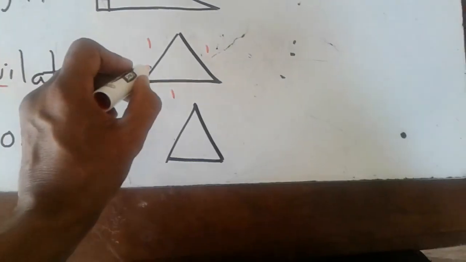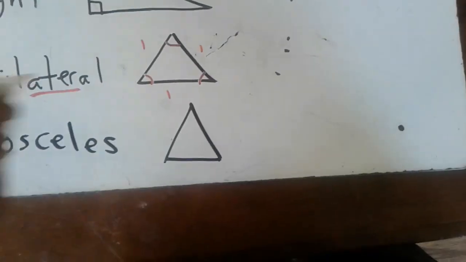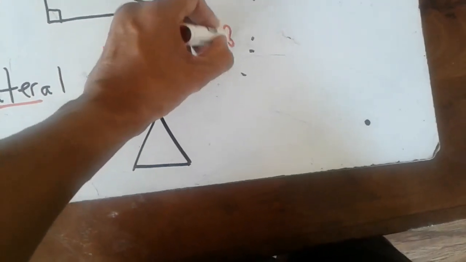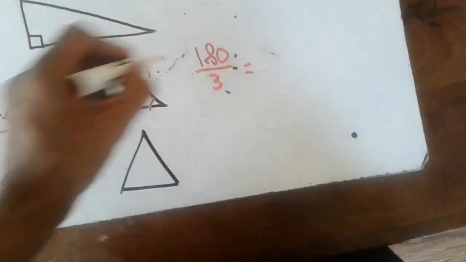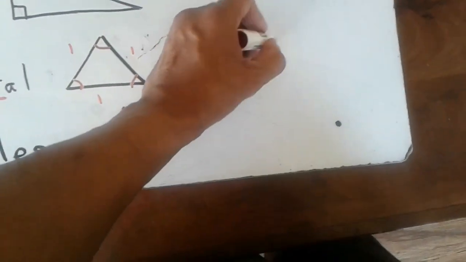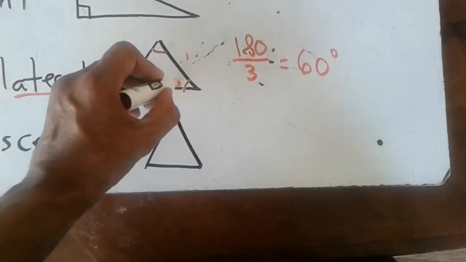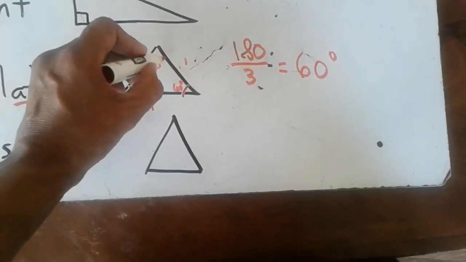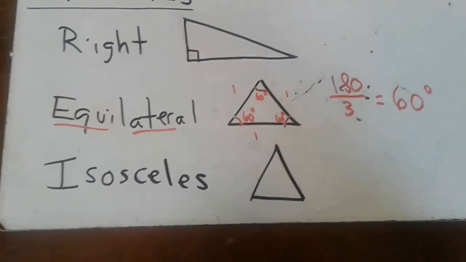It also means that the angles are the same, right? So that angle and that angle and that angle are all the same. So if an entire triangle is 180 degrees and you divide that by 3, you're going to get 60 degrees, which means this is 60 degrees. This is 60 degrees, and this is also 60 degrees. So that's what's special about an equilateral triangle.